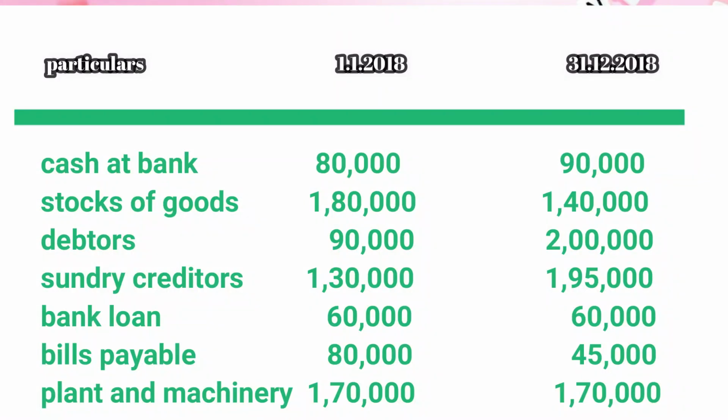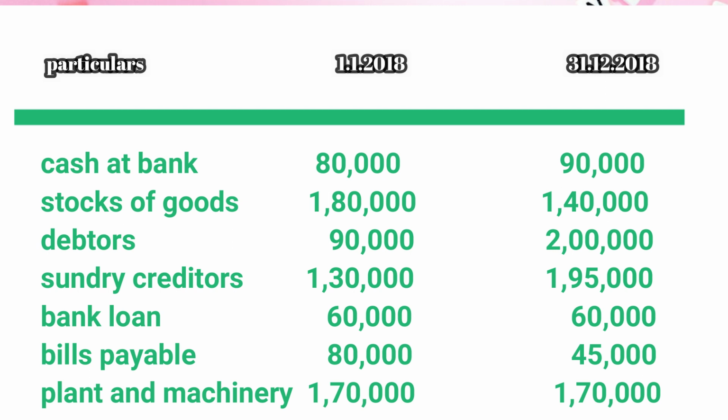Look at the sum. They have given two columns and the heading is 1/1/2018 and 31/12/2018. Now remember what these two columns are. The first column represents the value of assets and liabilities at the beginning of the accounting period. This can be understood in another way. Keep this as opening balances.